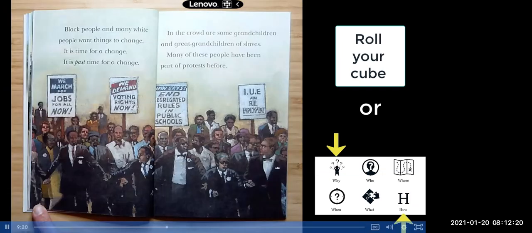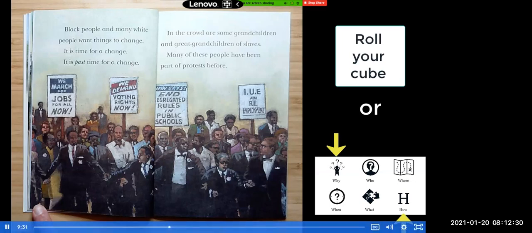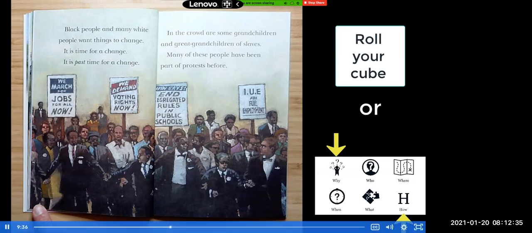Black people and many white people wanted things to change. It is time for a change. It is past time for a change. In the crowd are some grandchildren and great-grandchildren of slaves. Many of these people have been part of protests before.